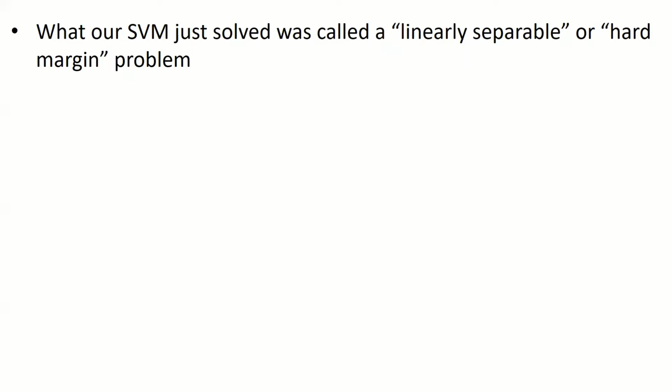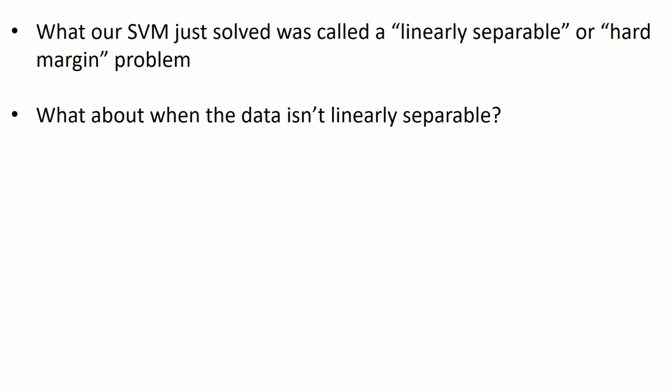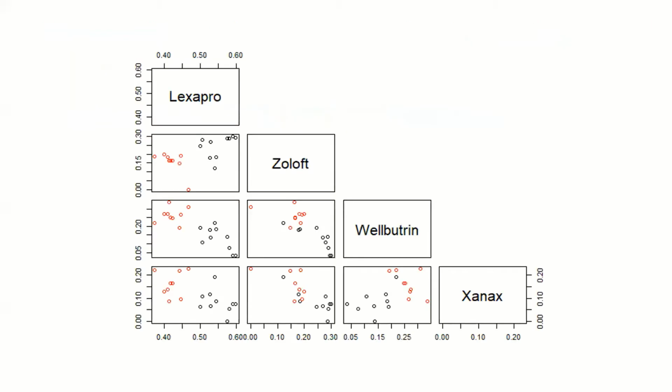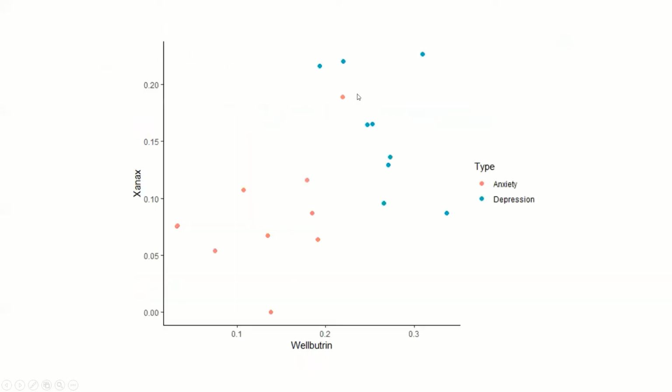Like in logistic regression, we saw that you can have nice data, but then we looked at real world data where there's some overlap. So clearly not everything in the world is a linearly separable problem. That being said, let's look at what a non-linearly separable problem might look like. I think we're going to look at Wellbutrin versus Xanax here. We see we have this a bit problematic, these three data points here. Let's see how we can try and find an optimal line here.